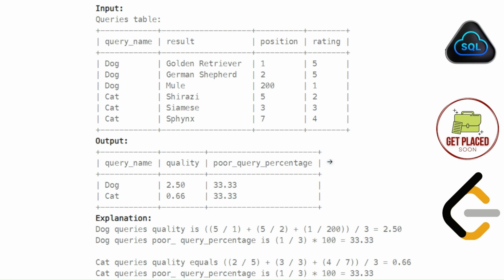I hope you understood the calculation. I hope you understood what all we are supposed to do. Now let's see how to write code for these types of problems.